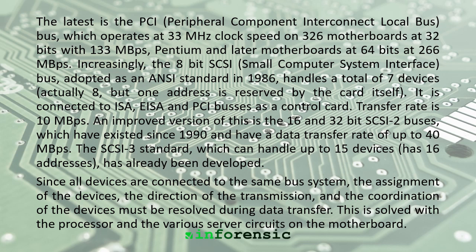Increasingly, the 8-bit SCSI, Small Computer System Interface, bus, adopted as an ANSI standard in 1986, handles a total of 7 devices, actually 8, but one address is reserved by the card itself. It is connected to ISA, EISA, and PCI buses as a control card. Transfer rate is 10 Mbps. An improved version of this is the 16 and 32-bit SCSI 2 buses, which have existed since 1990 and have a data transfer rate of up to 40 Mbps. The SCSI 3 standard, which can handle up to 15 devices, has 16 addresses, has already been developed.